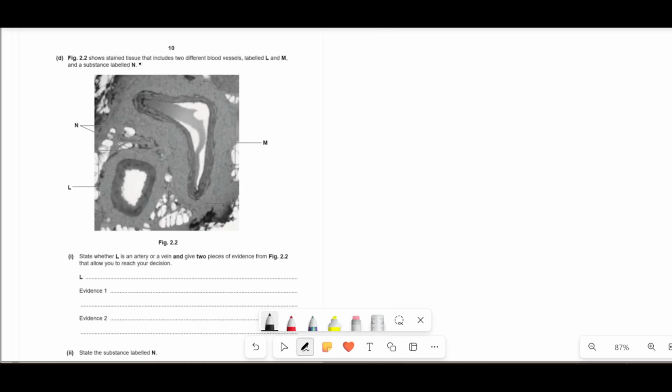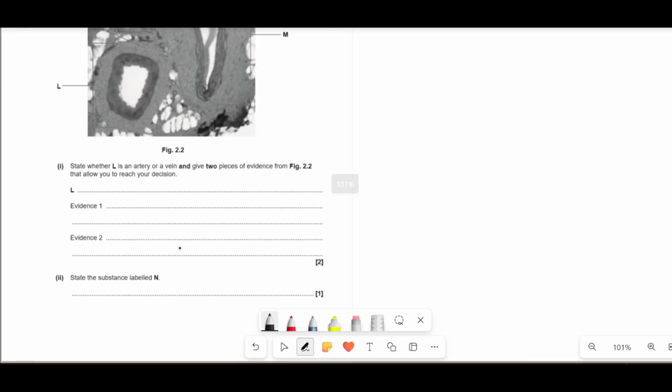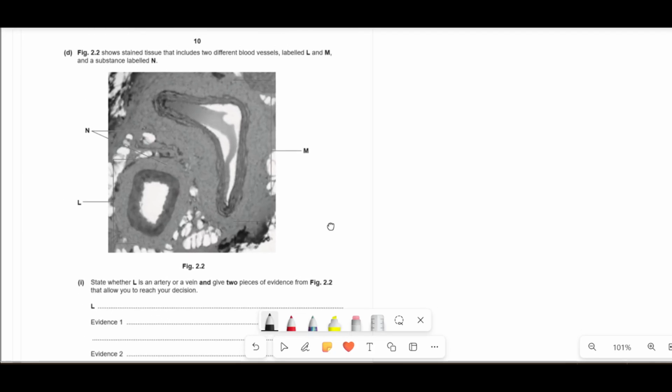So figure 2.2 shows stained tissues that include different blood vessels, L and M, and a substance labeled N. State which one is an artery and which is a vein, and give 2 pieces of evidence. If we look at L, you can see it's quite a thick wall, and the lumen is pretty small, compared to M, which is pretty wide and thin.